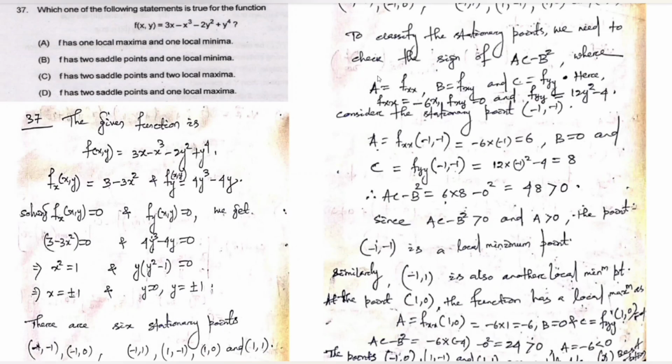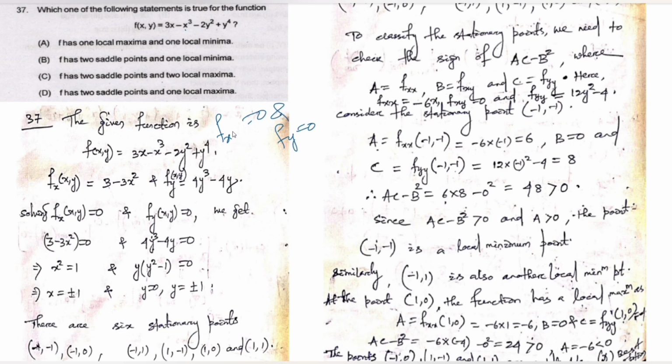In question number 37, a function of two variables is given to us, which is 3x - x^3 - 2y^2 + y^4. We have to classify the stationary points of this given function. To find the stationary points we have to solve the equations fx = 0 and fy = 0. fx is the usual notation for the partial derivative of f with respect to x. Similarly, fy means the partial derivative of f with respect to the variable y.